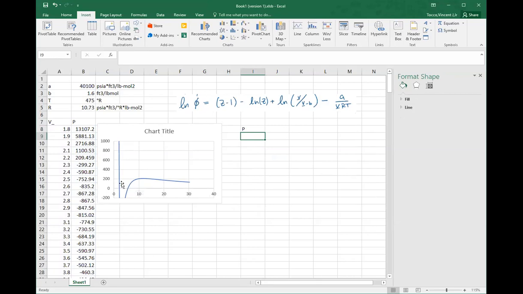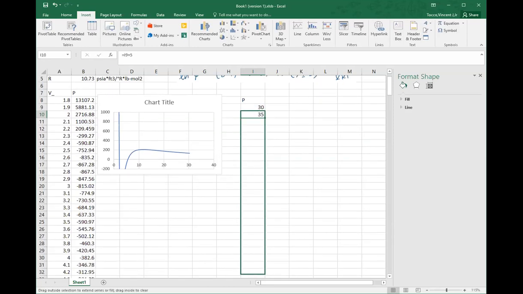I want to guess below that, right? I don't want to guess above the correct answer because I'm going to guess a range. I'm going to go from about 30 psi to 200 psi. And I'm going to do that in increments of 5 psi every time. I'm going to do this until I get to 200.